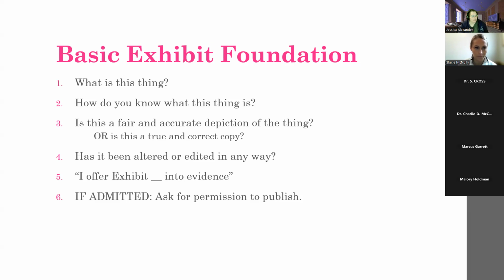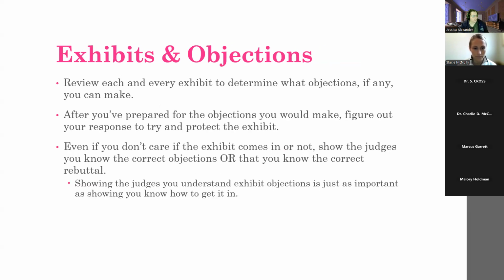In terms of objections, you want to review each and every exhibit to see what objections, if any, can be made. Every single one of them, whether it's good for your case or bad for your case. Figure out if an objection can be made, and then after you've figured out all the objections, what's the response to try to keep it in? Oh, I think they can make a hearsay objection to this one. Okay, but it would be an exception because it's actually a business record, right? Then you can go back and prove it up slightly differently.